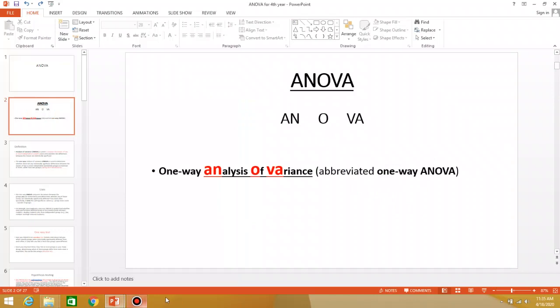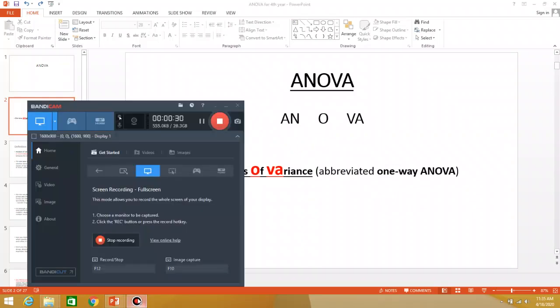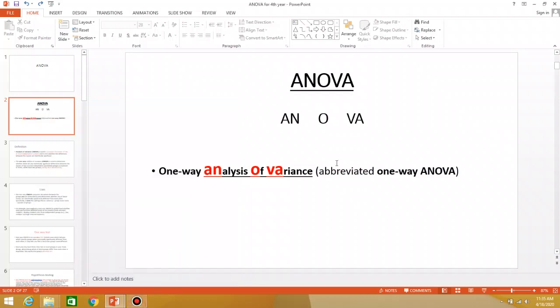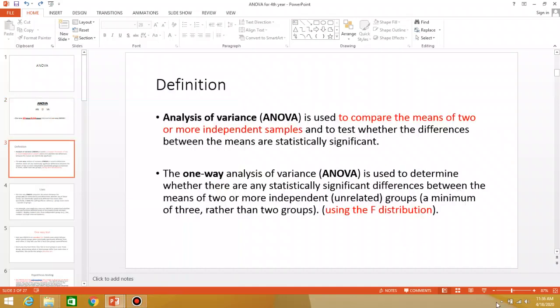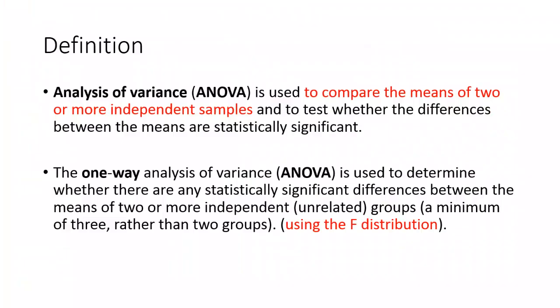The word ANOVA is derived from analysis of variance. What is ANOVA and how do we define it? This ANOVA is used to compare the means of two or more independent samples.